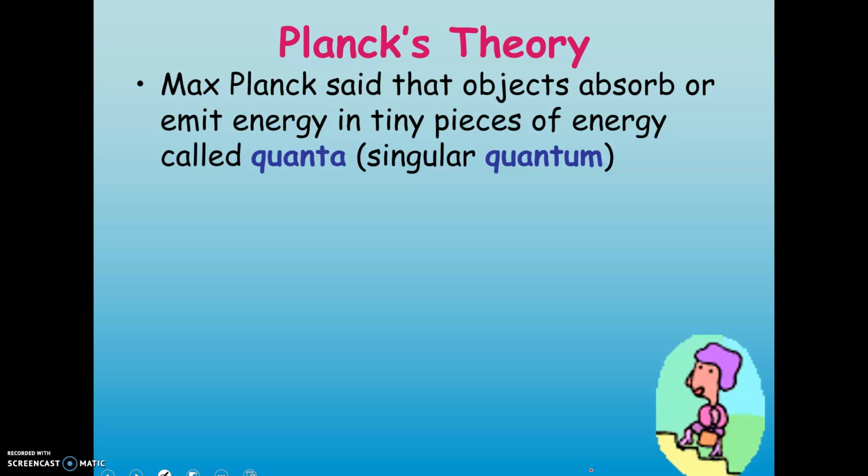Max Planck said that objects absorb or emit energy in tiny pieces called quanta. The singular of this is quantum. Now, what does that mean? What it means is that energy is not like, a lot of times we think of energy as a ramp. Think of a dimmer switch in your living room and how you turn the light up or down by making it more or less dim. It may seem like a spectrum without any gaps, that I can stop it anywhere I want to, like a ramp. If you're walking up a ramp, you can stop anywhere you want.